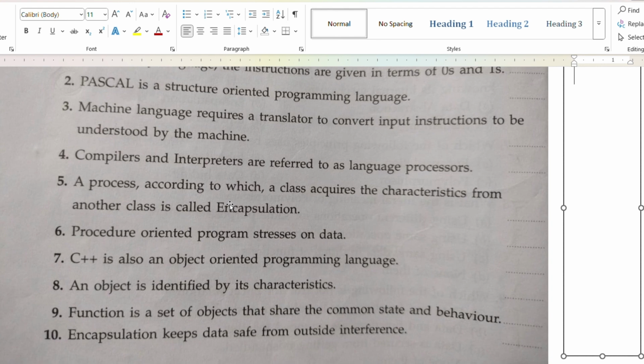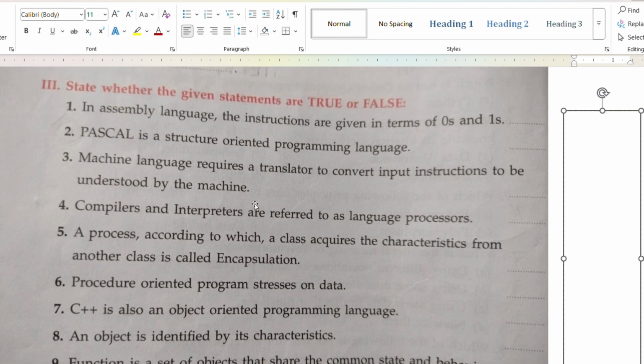True or false questions. Java computer theory. 1. In assembly language, the instructions are given in terms of zeros and ones. False. Reason. Instructions in zeros and ones are written in machine language, not in assembly language. Assembly language uses mnemonics like MOV, add.